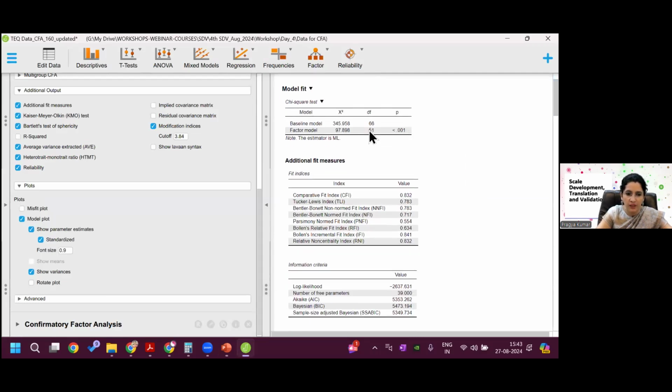But if you see the factor model, we have said that this is significant. So this value will always come significant because the sample size is large.